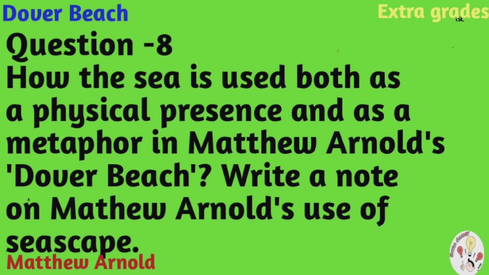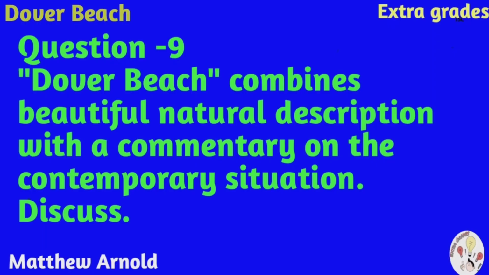So children, now I move towards question number 9, and the question is: Dover Beach combines beautiful natural description with a commentary on the temporary situation discussed. So the answer to this question is, Dover Beach is a poem with a complete portrayal of society.